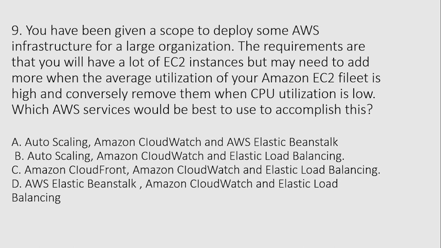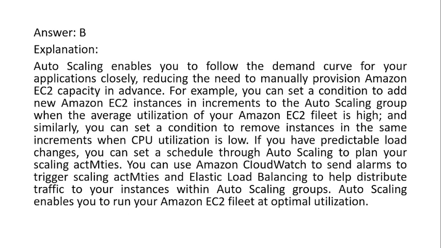If you have predictable load changes, you can set a schedule through auto-scaling to plan your scaling activities. You can use Amazon CloudWatch to send alarms to trigger scaling activities and elastic load balancing to help distribute traffic to your instances within auto-scaling groups. Auto-scaling enables you to run your Amazon EC2 fleet at optimal utilization.